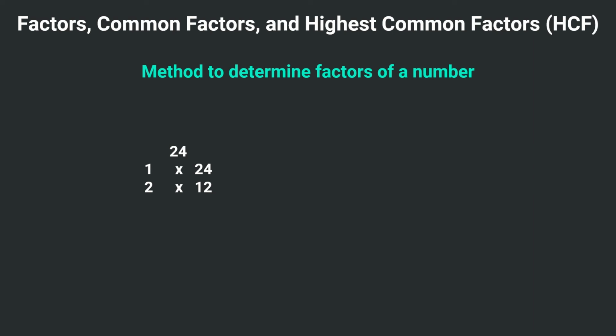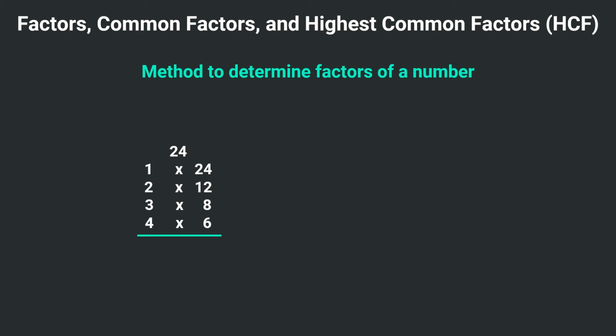So after 2 we have 3. Is 24 divisible by 3? Yes. So 3 into 8 is 24. And after 3 we have 4. Is 24 divisible by 4? Yes. So 4 into 6 is again 24. And after 4 we have 5. But 24 is not divisible by 5, so we will not count 5. And after 5 we have 6. Now we can see that we have already counted 6. So now we will end our counting.